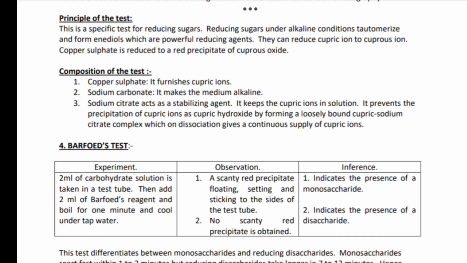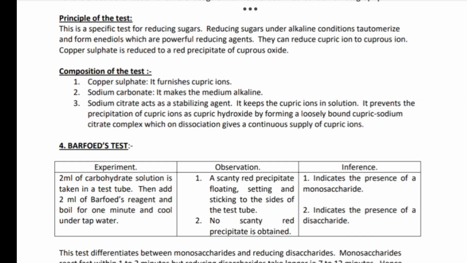Now the composition of the test, what all is going to be there. Copper sulfate, which gives cupric ions. Sodium carbonate, which makes the medium alkaline. Sodium citrate, this is an important question. Sodium citrate is a stabilizing agent. It keeps the cupric ions in solution.